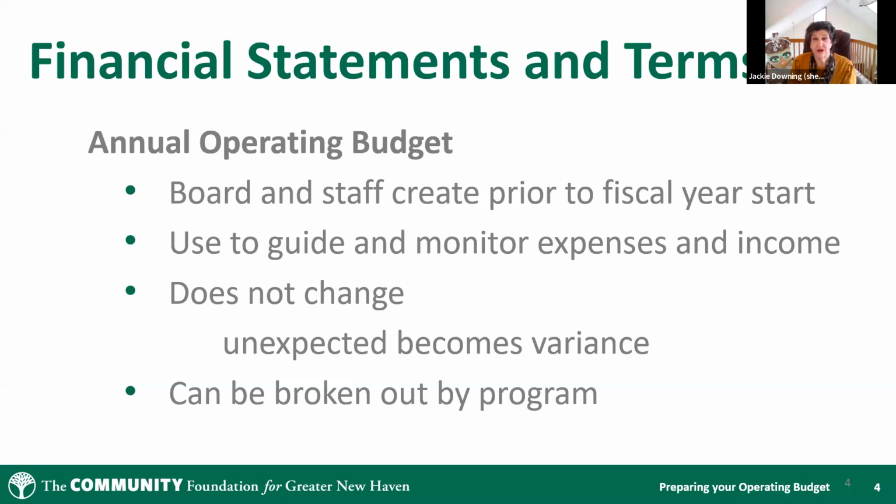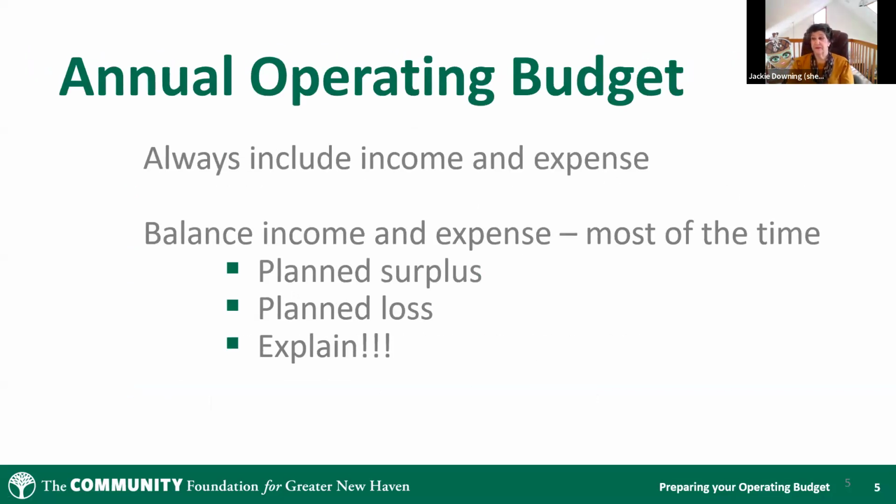But today we want to talk about the annual operating budget, because that's what our foundation is looking for when you submit your application. Budgets always include income and expense. That may seem basic to some people, but we have seen budgets that only show us what the expenses are. You must give us a budget that shows your income and your expenses for the 12 months of your fiscal year. And we hope that it balances. It doesn't always, but most of the time, it should be a balanced budget.